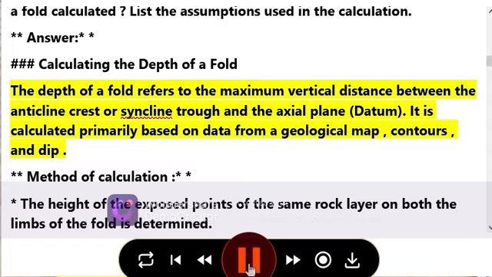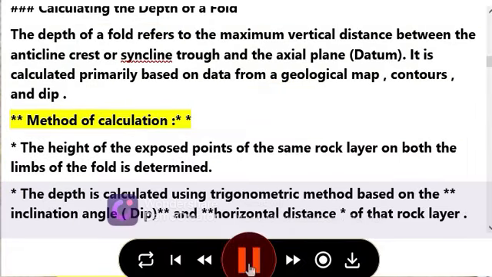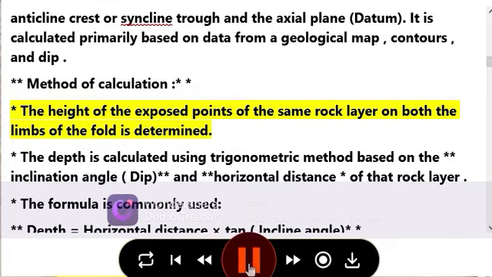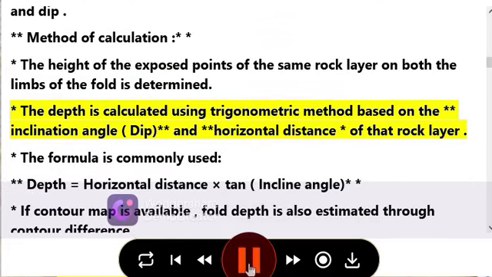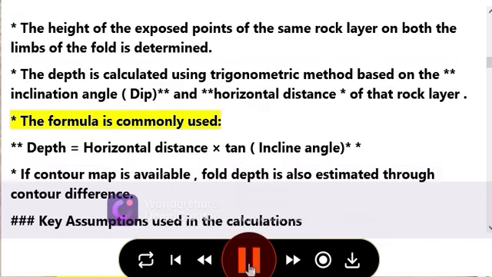The depth of a fold refers to the maximum vertical distance between the anticline crest or syncline trough and the axial plane datum. It is calculated primarily based on data from a geological map, contours, and dip. Method of calculation. The height of the exposed points of the same rock layer on both the limbs of the fold is determined. The depth is calculated using a trigonometric method based on the inclination angle, dip, and horizontal distance of that rock layer.